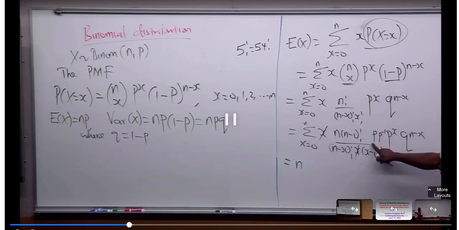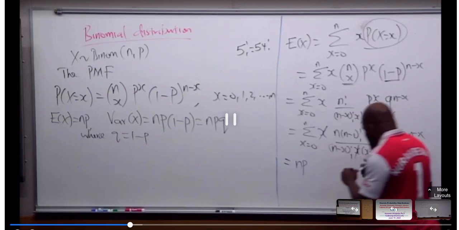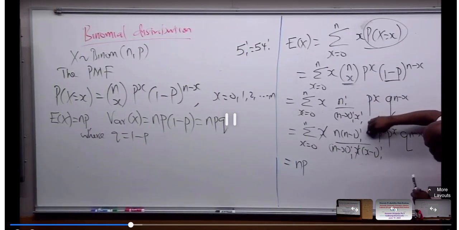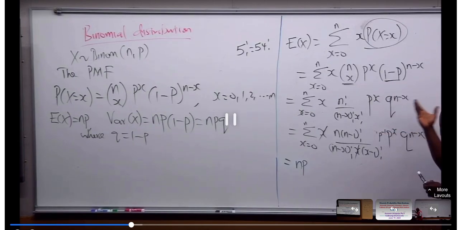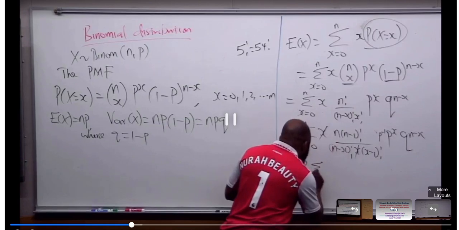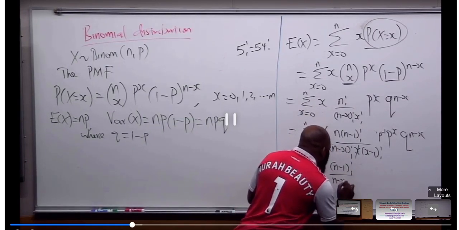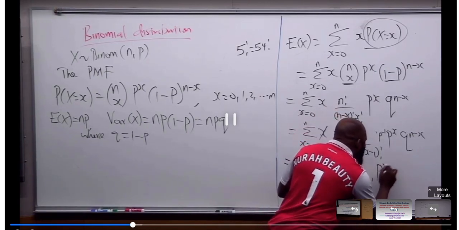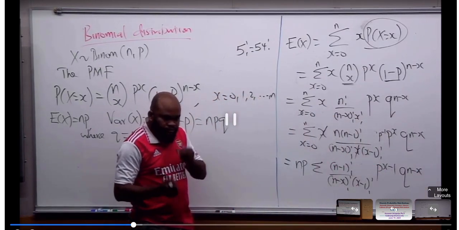Now what I can do is bring this p outside here. When I bring this p outside, then I can combine this and this. That's going to be p raised to power x minus 1. So here, I'm going to have n minus 1 factorial over n minus x factorial, x minus 1 factorial, p raised to power x minus 1, and this. Take a look at this now.